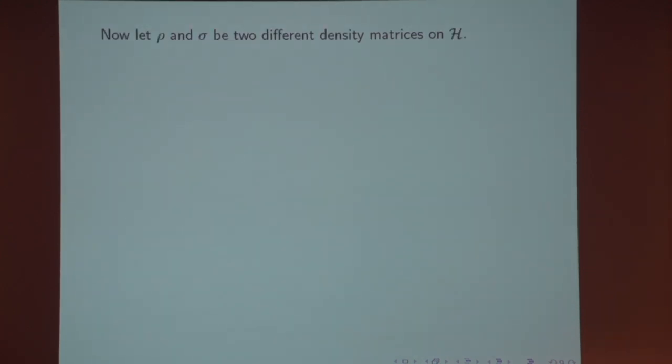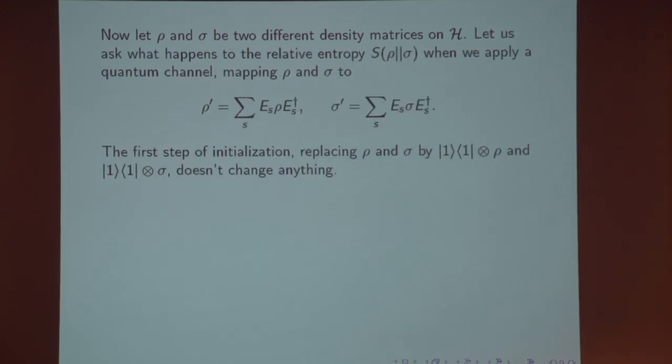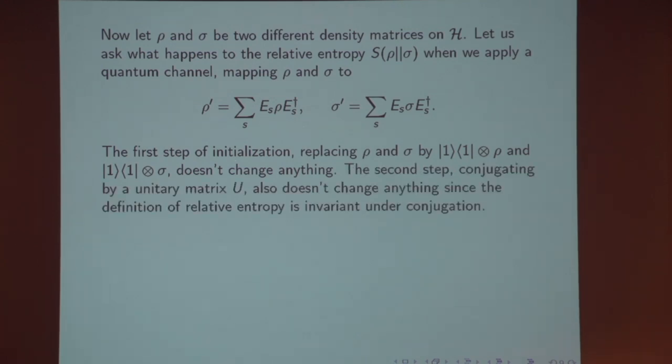Now let rho and sigma be two different density matrices on H. We want to know what happens to the relative entropy between them when we apply a quantum channel mapping rho and sigma to these. Well, the first step of initialization, where you replace rho and sigma by their tensor products with this one projection operator on state 1, doesn't change anything. You can check that formally from the definitions if you want to be sure. The second step, conjugating by a unitary matrix U, also doesn't change anything because the definition of relative entropy was manifestly invariant under conjugation.